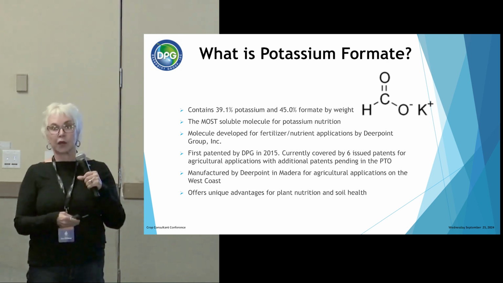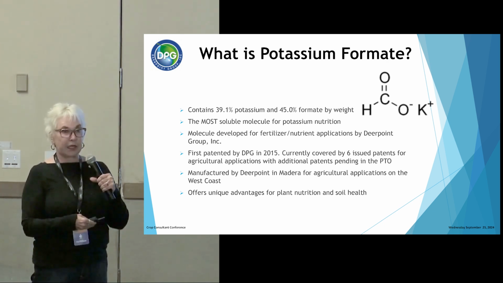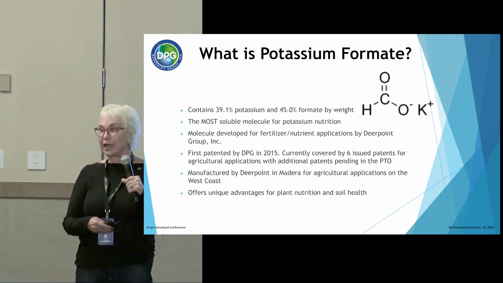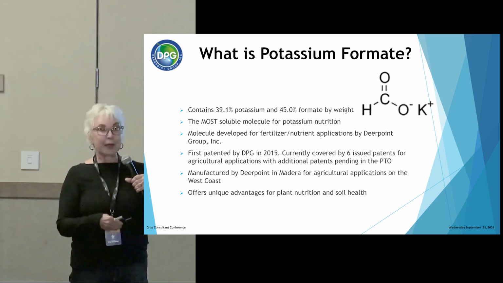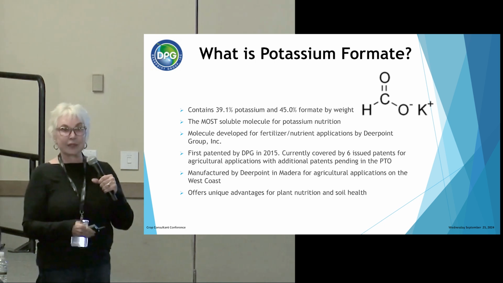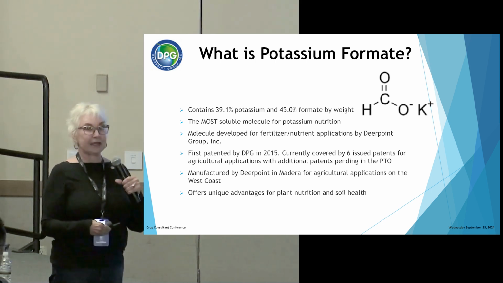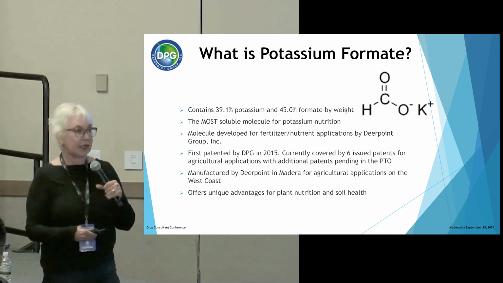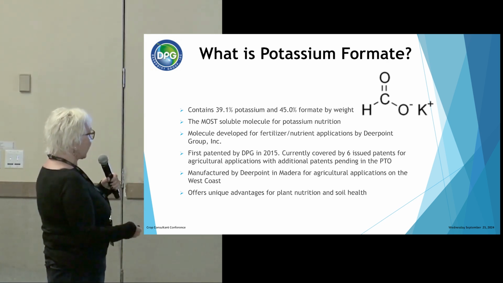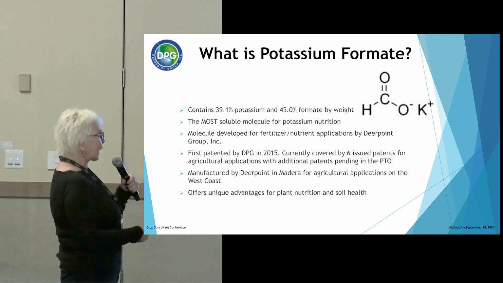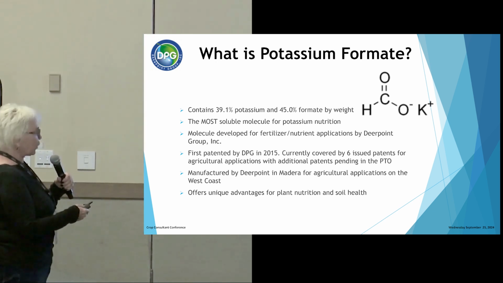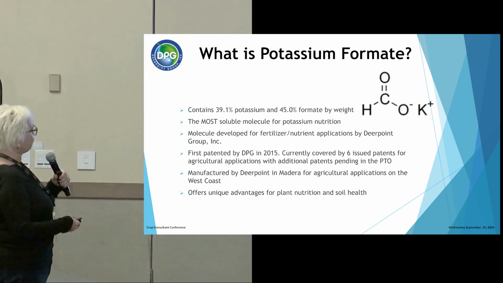We developed this molecule for fertilizer applications in California, starting back when we patented it. And so you might ask, well, if it was patented, how does that make it a new molecule? Well, compared to the other molecules, mostly that are used in nutrition, that's pretty new. And of course, it takes a really long time to develop the body of information across all crops, particularly all the specialty crops in California. Also, we manufacture this in our Madera facility for ag applications on the West Coast. And then we're going to look at some of the unique advantages of this versus other molecules.